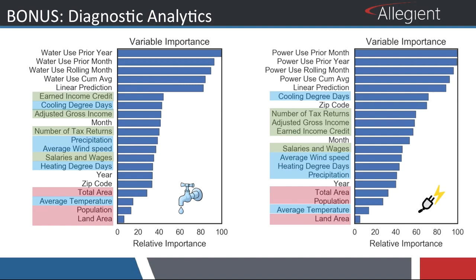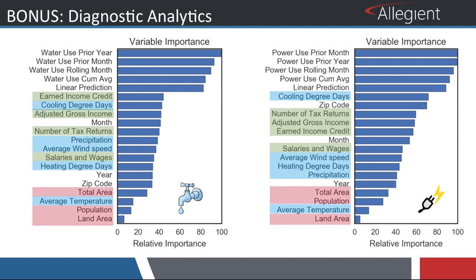These are the prior month or the prior year numbers. The green highlighted numbers come from the IRS data. And on the left we see that the next most important variable is the level of earned income credit usage in a particular geography, as well as the cooling degree days, the adjusted gross income, and the number of tax returns, which is actually a better number for the number of people in a given locale for each year, because the number of tax returns is essentially proportional to the number of people that live in a location, as well as precipitation, which you might think would play a role in predicting the water usage.